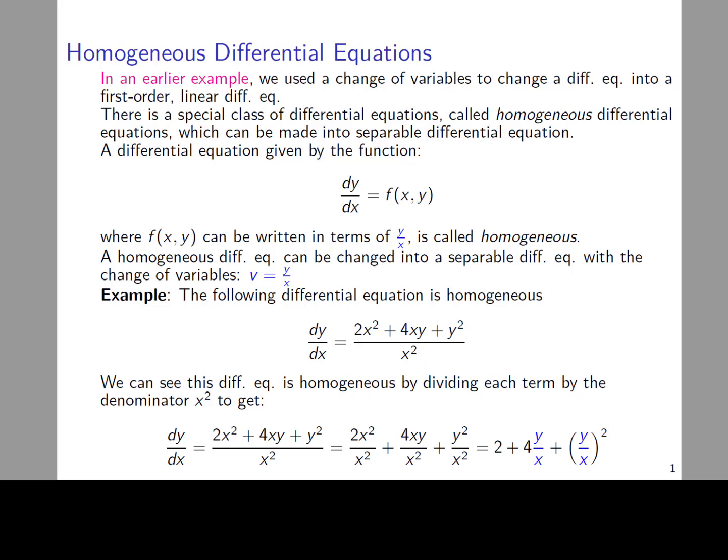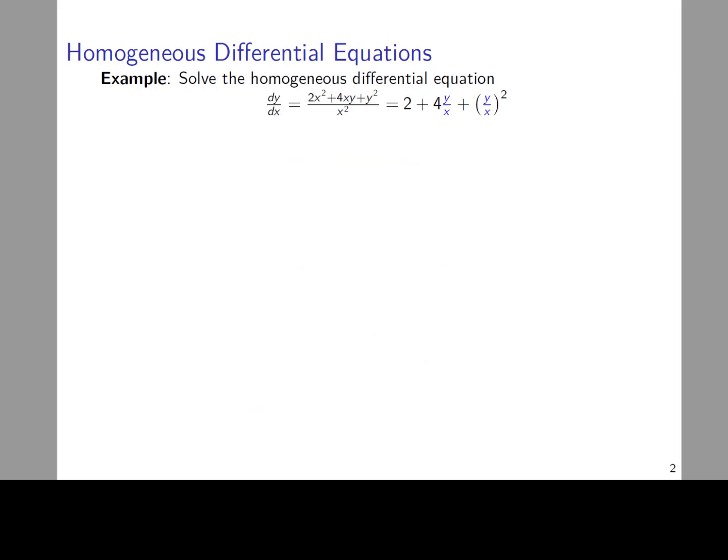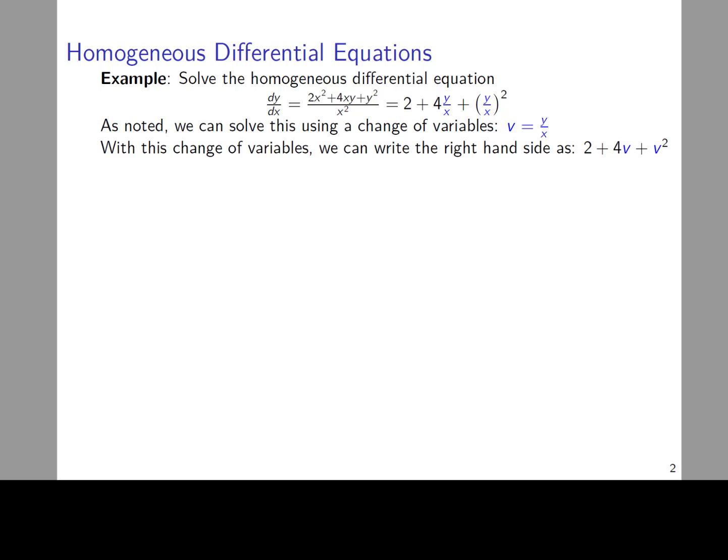Now let's see how we can use a change of variables to solve this differential equation. That is, let's solve the homogeneous differential equation dy/dx equals (2x squared plus 4xy plus y squared) over x squared, which can be written as 2 plus 4 times y over x plus (y over x) squared. As noted, we'll need to use the change of variables v equals y over x to solve this. With this change of variables, we can write the right-hand side as 2 plus 4v plus v squared.